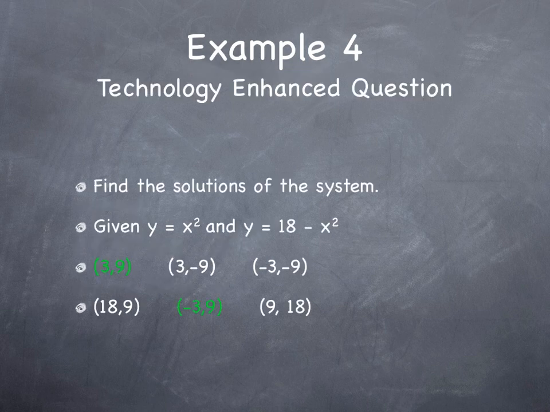So now we're back to the original problem, and you can automatically eliminate any answer choices that do not have 3 or negative 3 as an x value. So we can eliminate 18, 9, and 9, 18. You can also eliminate any answer choices that do not have 9 as a y value. So you can eliminate 3, negative 9, and negative 3, negative 9. The only two choices that have plus or minus 3 for x values and 9 for y values is 3, 9, and negative 3, 9. So thus, those are your only two answers, and now you've just solved your technology-enhanced question.